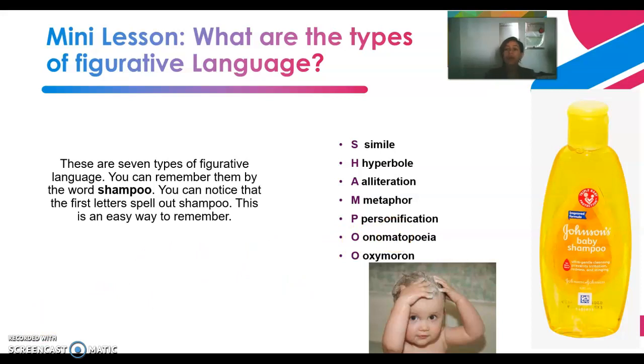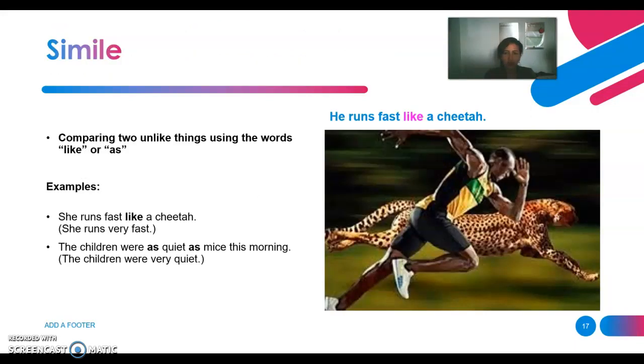So now we are going to move on to the next step. In the next step, we're going to break this down, okay? So the first one is a simile, okay? And a simile is comparing two unlike things using the words like or as. And the example, she runs fast like a cheetah, okay? Means she runs really fast. It's not really happening. Of course, the cheetah is going to be faster, but it is a comparison.